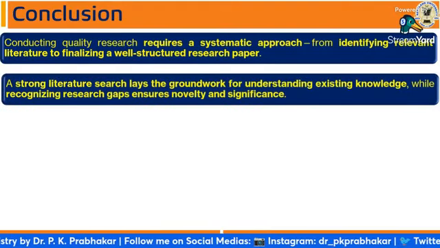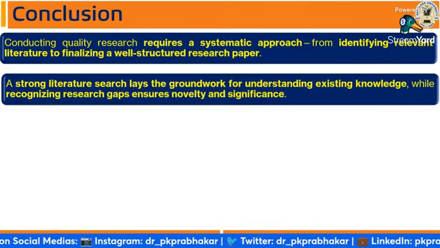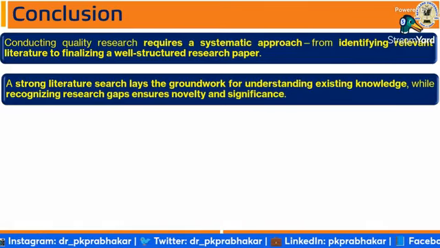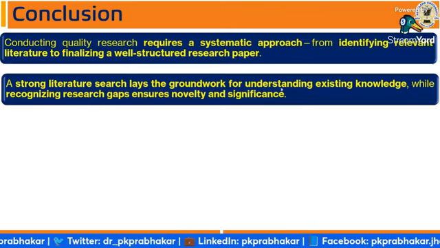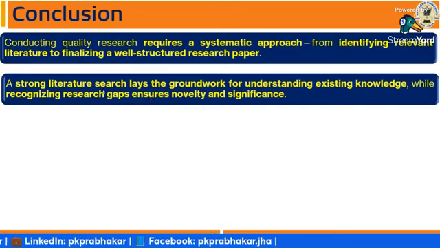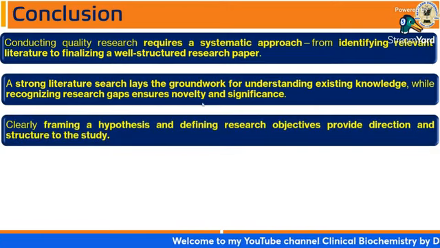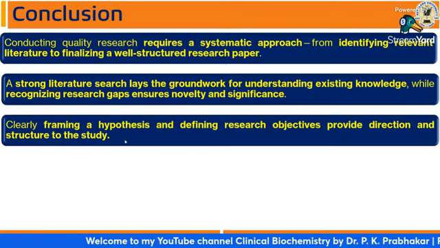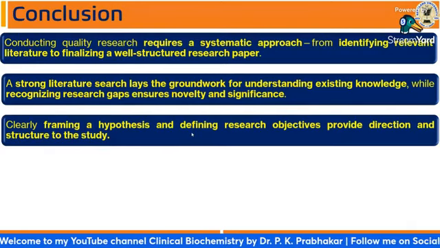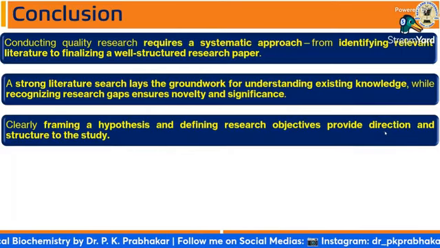A strong literature search normally lays the groundwork for understanding the existing knowledge, while recognizing the research gap ensures novelty and significance. And the more literature search you do, the better research gap you will be able to find. So ultimately you will have a good research gap which ensures the novelty and significance of your work. Clearly framing a hypothesis on the basis of those research gaps and literature search, and defining research objectives, provides direction and structure to the study.